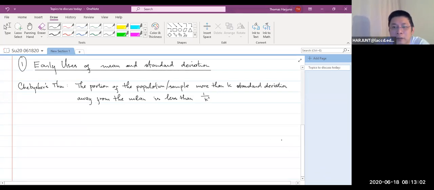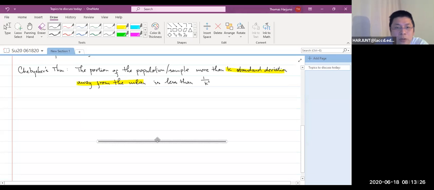Let's first understand what it means to say k standard deviations away from the mean. Now suppose I have this distribution here. And then suppose the mean is mu. Now then we go 1 standard deviation away from the mean. So I add sigma and I subtract sigma here. Okay, and then do once more, let's say 2 times.